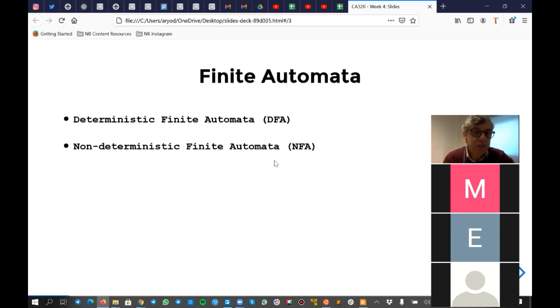The finite automata can be divided into two different categories: deterministic finite automata and non-deterministic finite automata. We will talk about that.